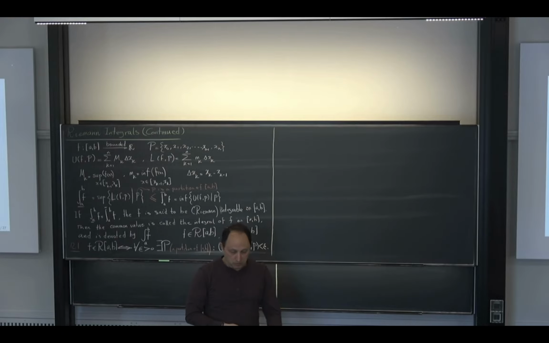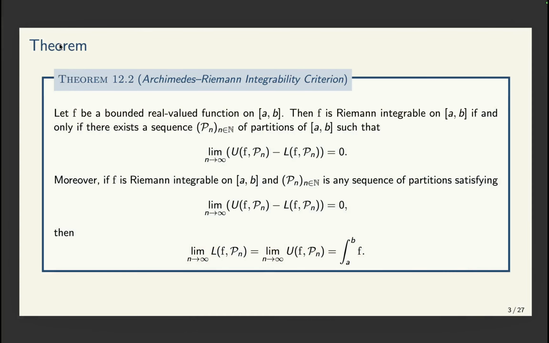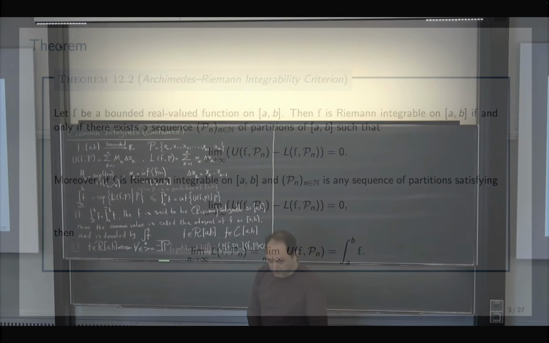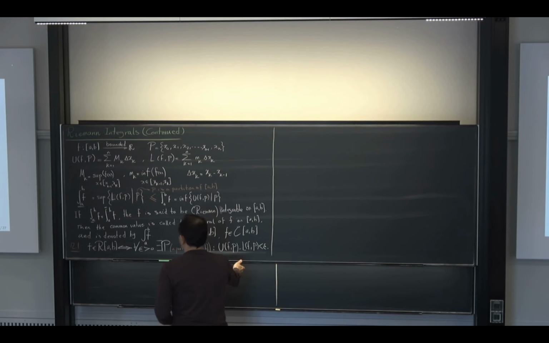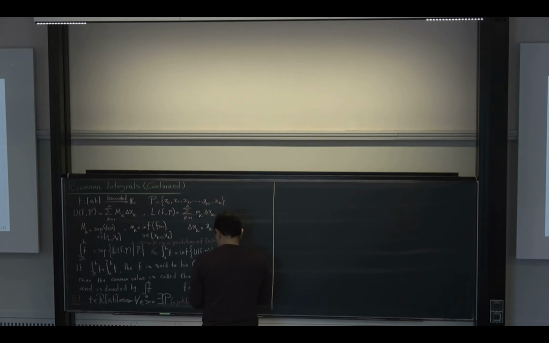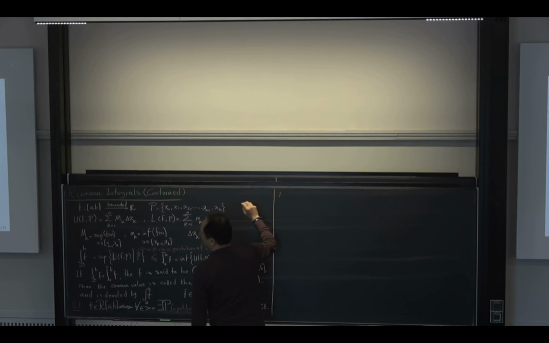So this is the Archimedes-Riemann integrability criterion. Applying this is much simpler than the original one. It is longer, but it is much simpler to work with in practice. Okay, so let me just explain it here on the board. This is 12.2, is it 12.2? Yes. There are two parts to the theorem, so let us write part one.